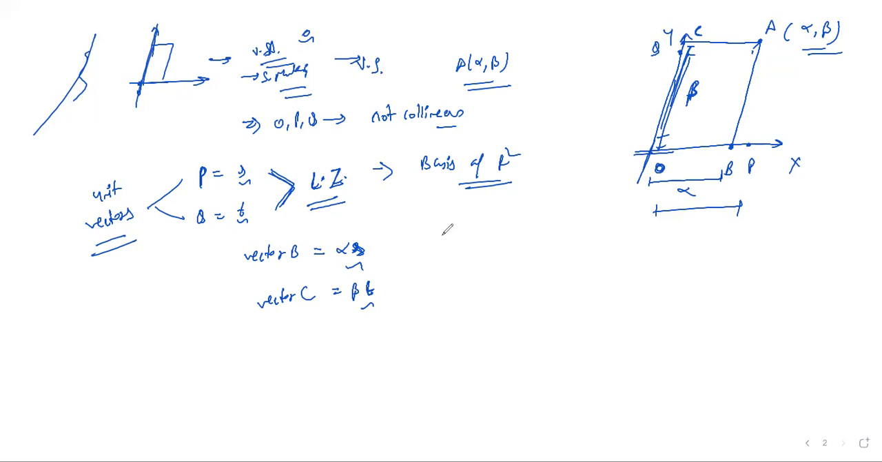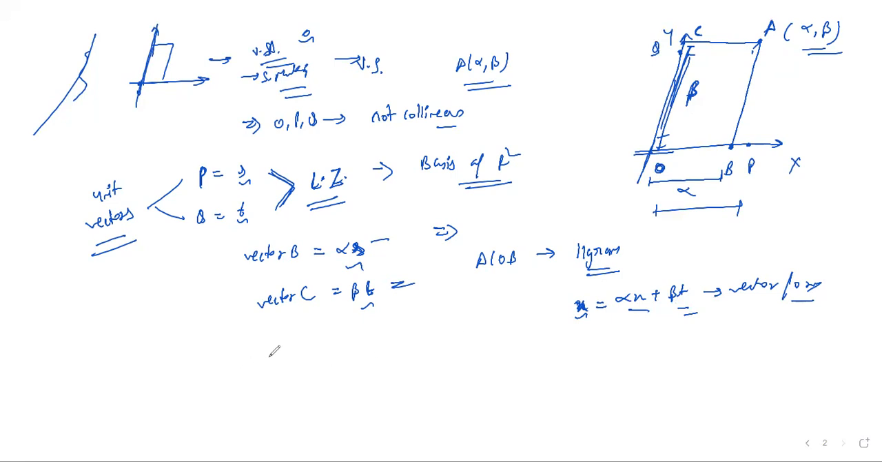So if I see ACOB, that's the plane formed here. You can see that this is a parallelogram. If I define A by a vector, let's say X, then you can see that this X can be defined by alpha S plus beta T in the vector form.